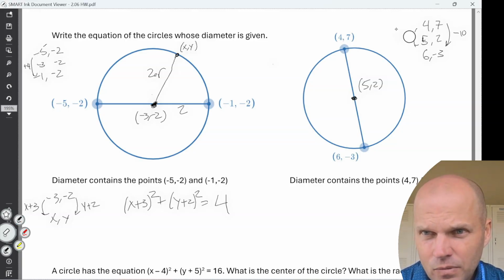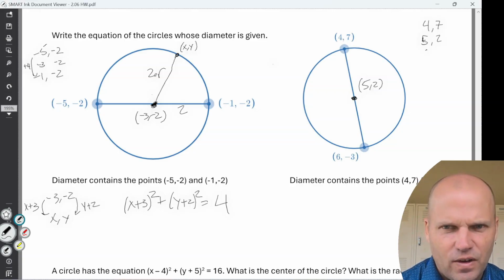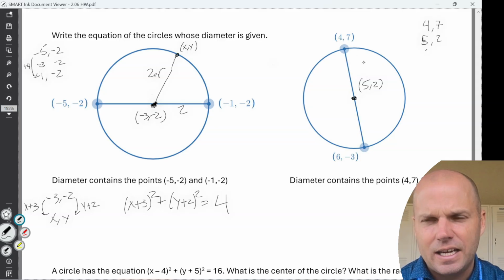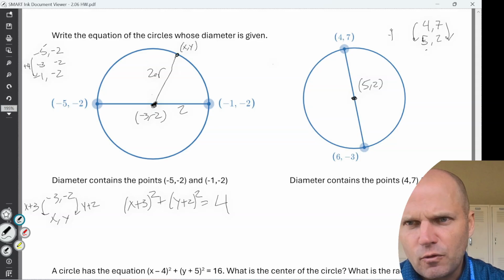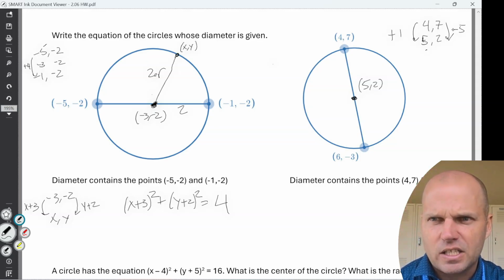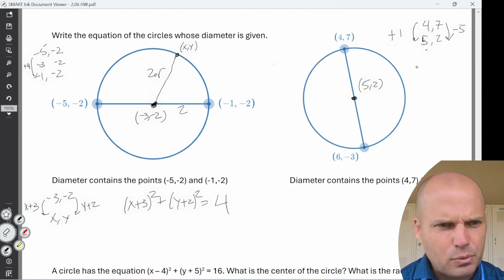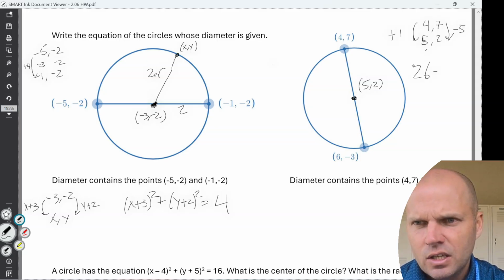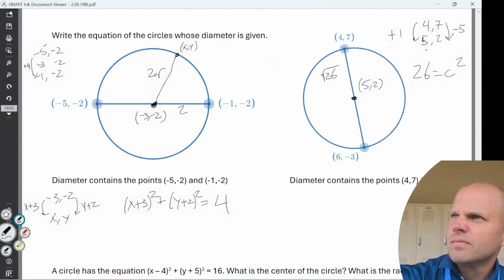Great. Well, now I need to find the distance. Now, you could find the distance of the entire diameter and then divide it by 2. But I would rather just find the distance from the middle to the outside using the Pythagorean theorem from 4, 7 to 5, 2, or from 5, 2 to 6, -3. So from 4 to 5 is a +1, from 7 to 2 is a -5. And I will have a squared, 1 squared plus -5 squared. So I have 1 plus 25, which is 26, equals c squared. C will equal root 26. Cool.